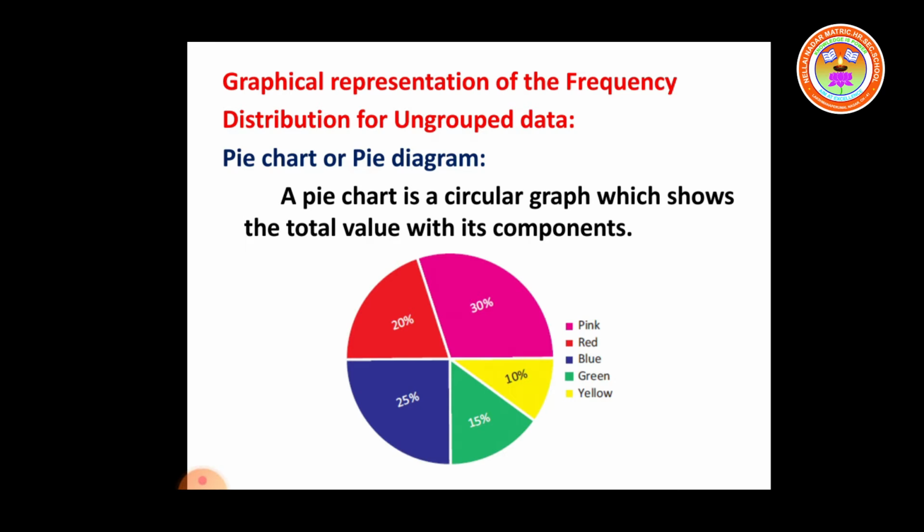See the given diagram. A pie chart is a circular graph which shows the total value with its components. Here, colors are given: pink, red, blue, green and yellow. Pink 30%, red 20%, blue 25%, green 15%, yellow 10%. This is one example for pie chart.